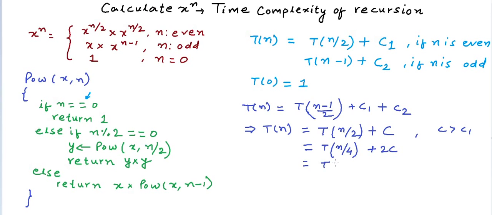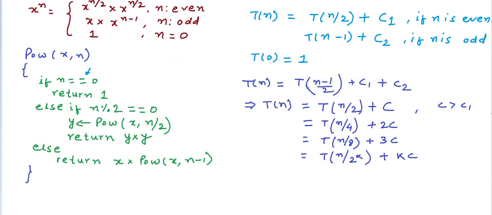We can write this as Tn by 8 plus 3C, and if I have to write it in some generic form, then this can be written as Tn by 2 to the power k plus k into C. Now if n is a positive integer and if we go on dividing it by 2, so if we go from Tn by 2 to Tn by 4 and Tn by 8 and so on, we can never reach T0. So let us define one more base case here. Let's define T1, and this will be equal to, since 1 is odd, T0 plus C2, and T0 is nothing but 1, so this will be 1 plus C2 by this particular recurrence relation here.